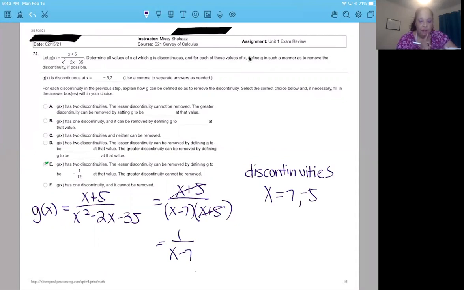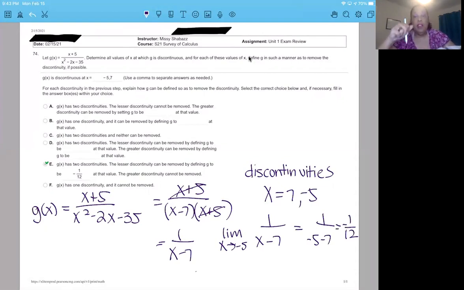And I can still find the limit though. So if I want to find the limit as x goes to negative 5 of 1 over x minus 7, then I can just plug in negative 5 into x minus 7, which equals negative 1 over 12. All right, so I found the limit, but it's still discontinuous. That means it's a removable discontinuity. The limit exists, but it's not defined.